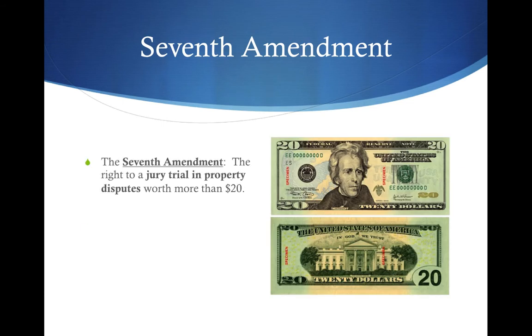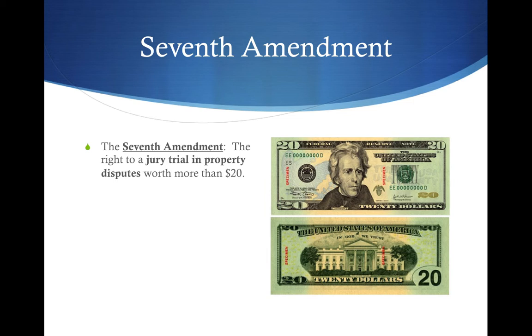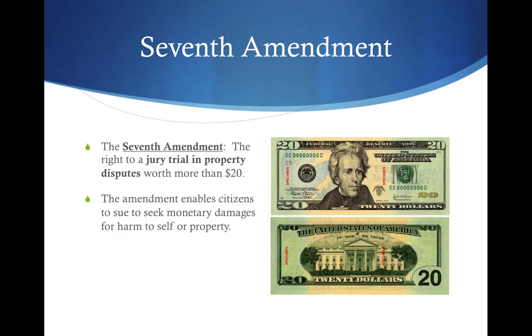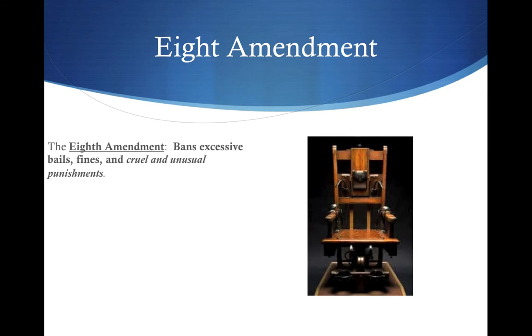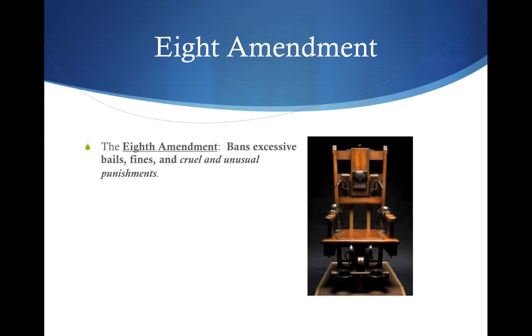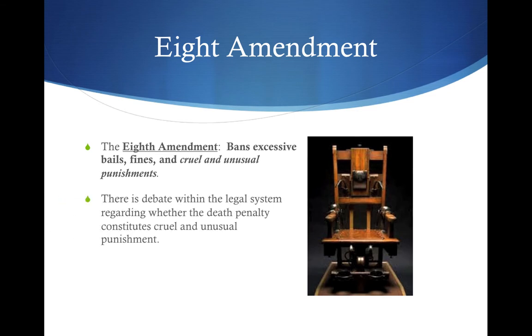Seventh Amendment: the right to a jury trial in property disputes worth more than $20. The amendment enables citizens to sue to seek monetary damages for harm to self or property. Eighth Amendment. The Eighth Amendment bans excessive bails, fines, and cruel and unusual punishment. There is a debate within the legal system regarding whether the death penalty constitutes cruel and unusual punishment.